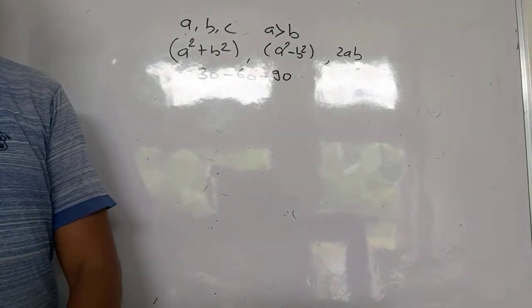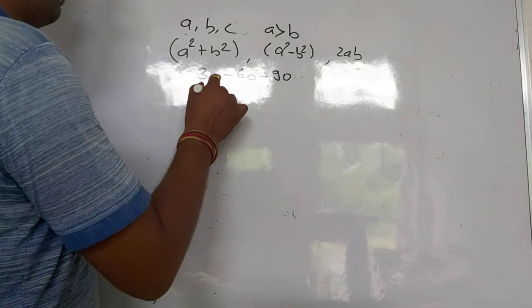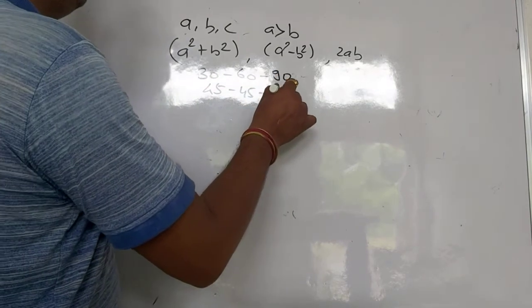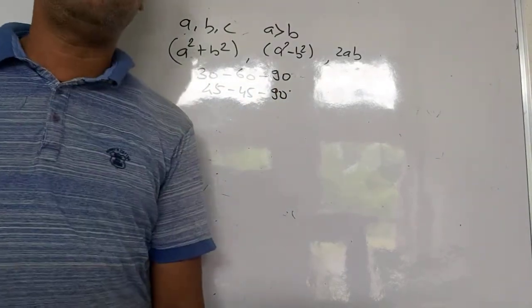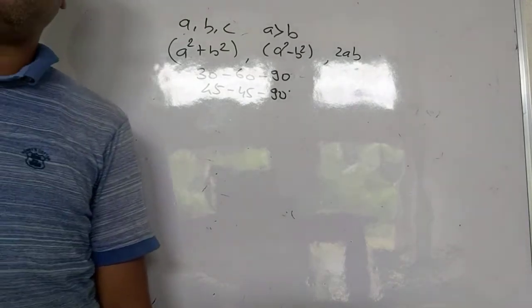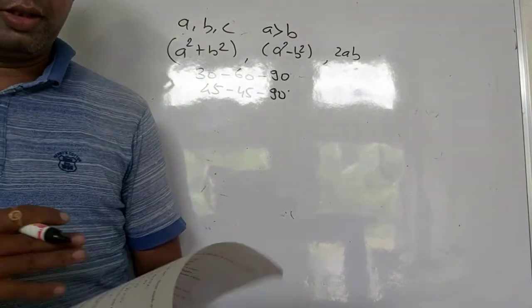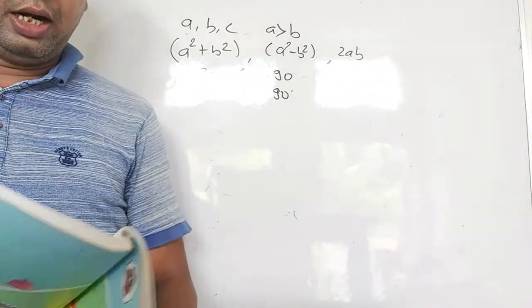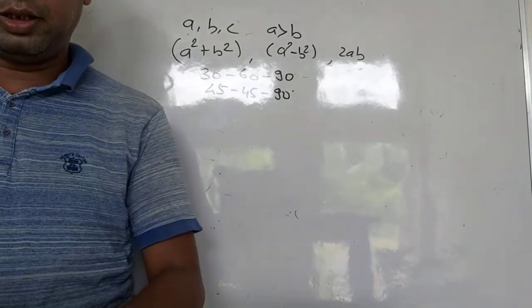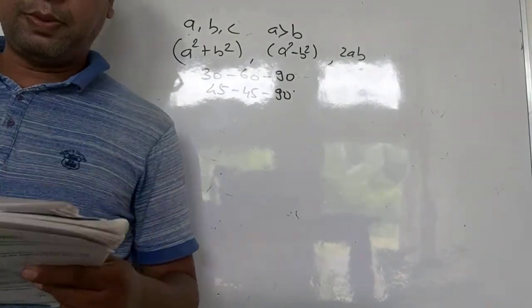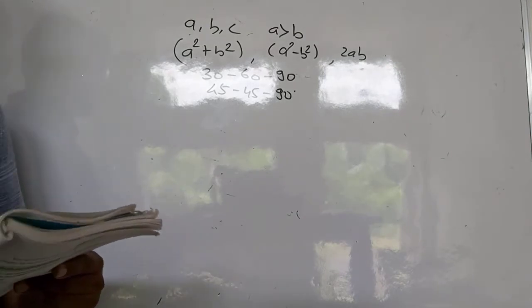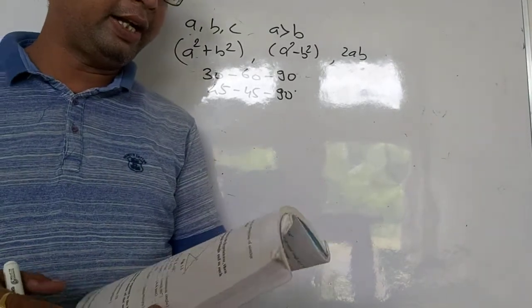Next is 45, 45, 90 degree. You know very well, in this triangle, the side opposite to 45 degree is 1 by root 2 times its hypotenuse. This much is enough. Write the properties, and write one example each on 30, 60, 90 and 45, 45, 90.